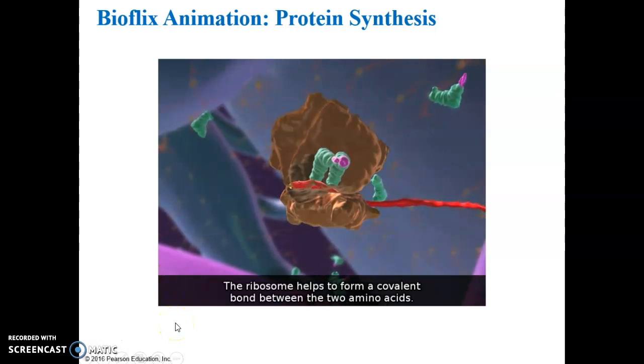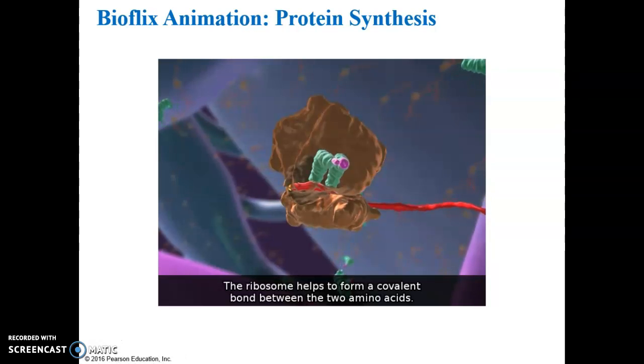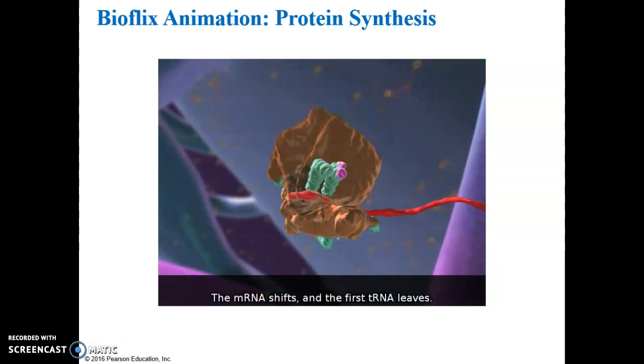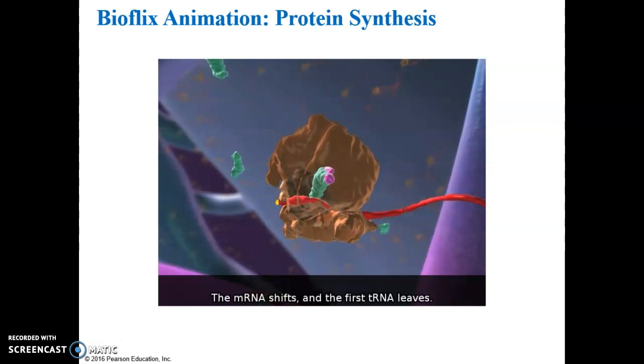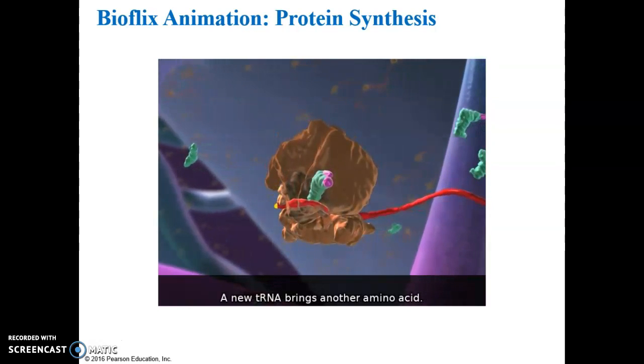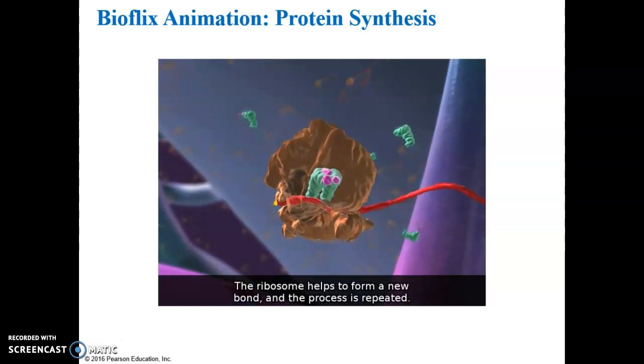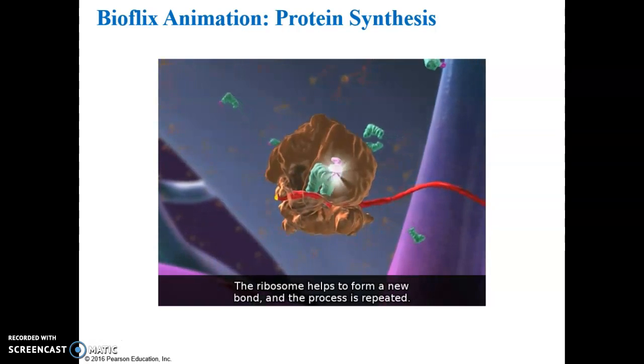The ribosome helps to form a covalent bond between the two amino acids. The mRNA shifts, and the first tRNA leaves. A new tRNA brings another amino acid. The ribosome helps to form a new bond, and the process is repeated.